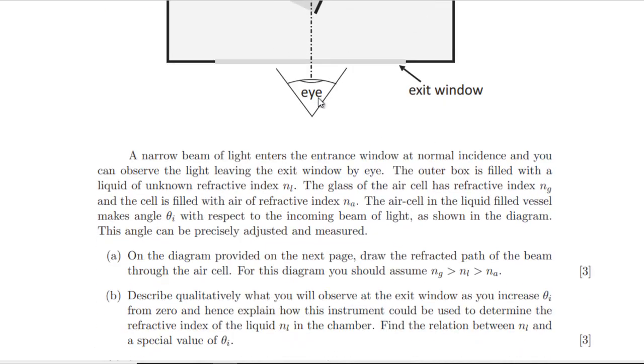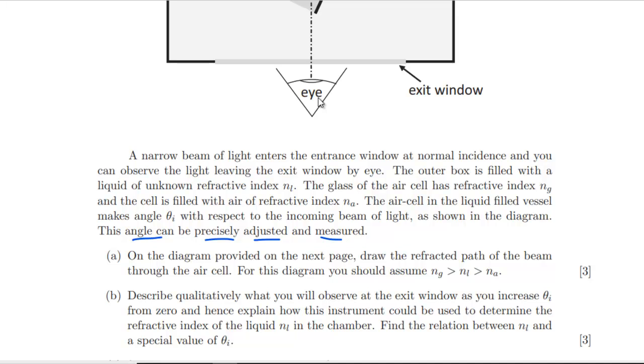Right, so what's it saying here? This beam of light comes in the entrance window, normal incidence, yeah. You see it coming out the bottom, the outer box. It's just describing everything that's in the picture. The angle can be precisely adjusted and measured. On the diagram provided on the next page, draw the refracted path of the beam through the air cell.